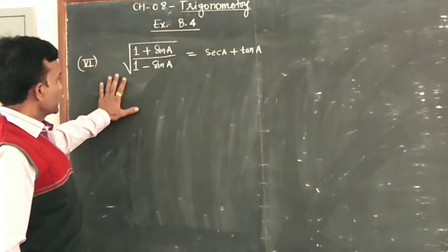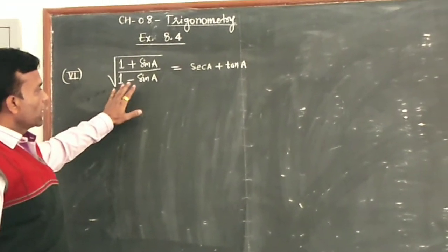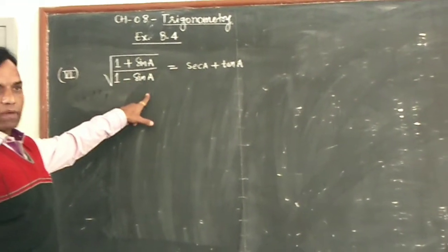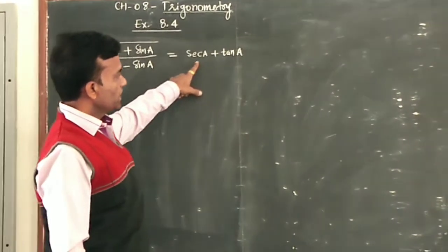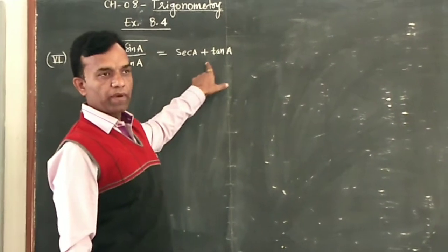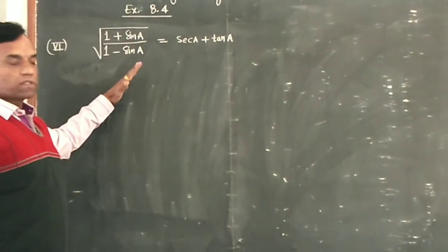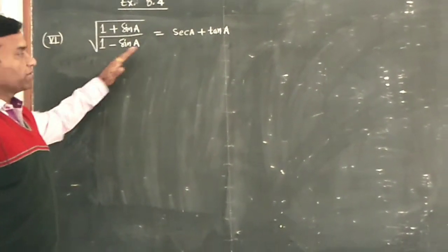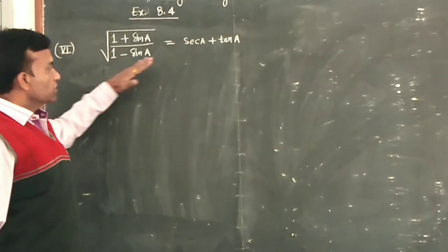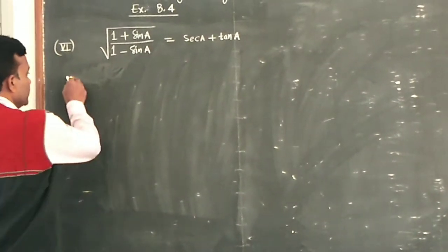The next question is 6. Under root of (1 plus sin a) upon (1 minus sin a) equals sec a plus tan a. Our requirement is tan a plus sec a, but the square root sign is also given. So first we remove the square root sign, then we get this value. So here first we take the LHS part.